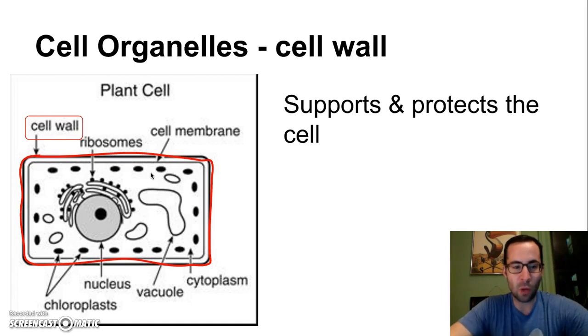What's next? Yes, cell wall. These things are also unique to plant cells. You can only find the cell wall inside of a plant cell, and the role here is for it to support and protect the cell.